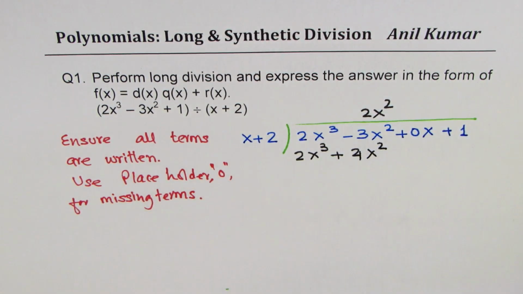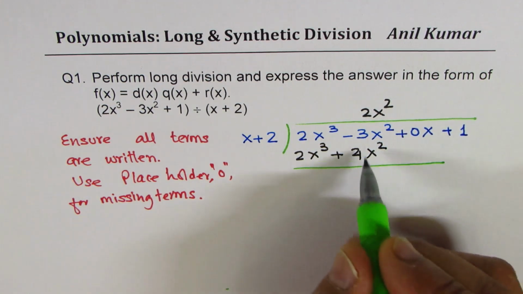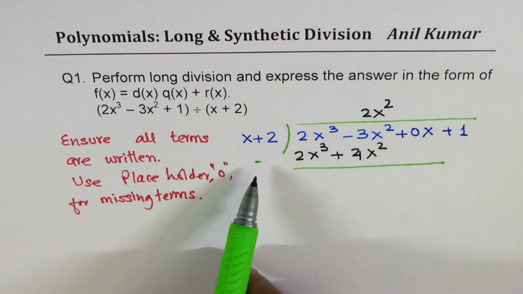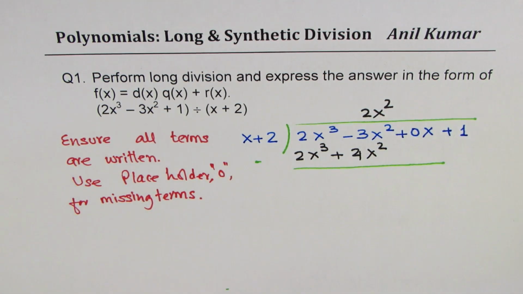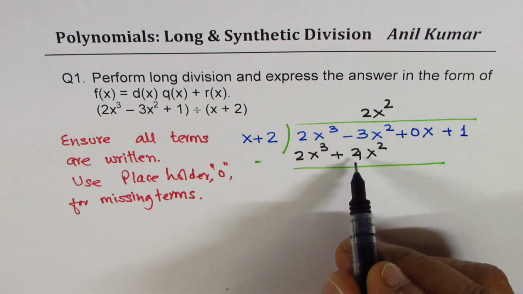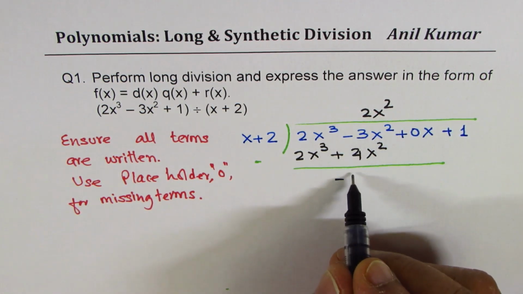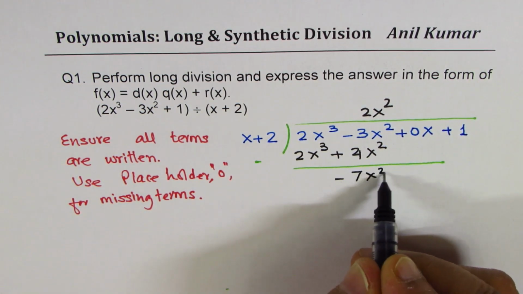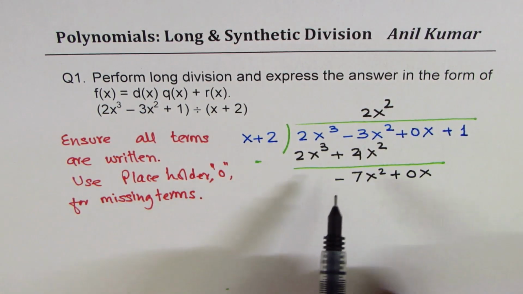Now you have to take away, just as you do in normal division. So take away, right? So that's the operation. You never write negative, but I'm just writing to give you a reference. Now when you take away plus 4 from minus 3, you get minus 7, right? So you get minus 7x squared. Bring down the next term, which is 0x.